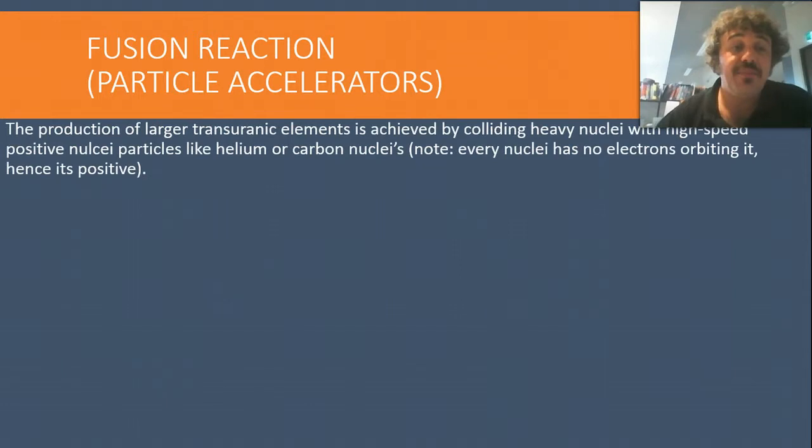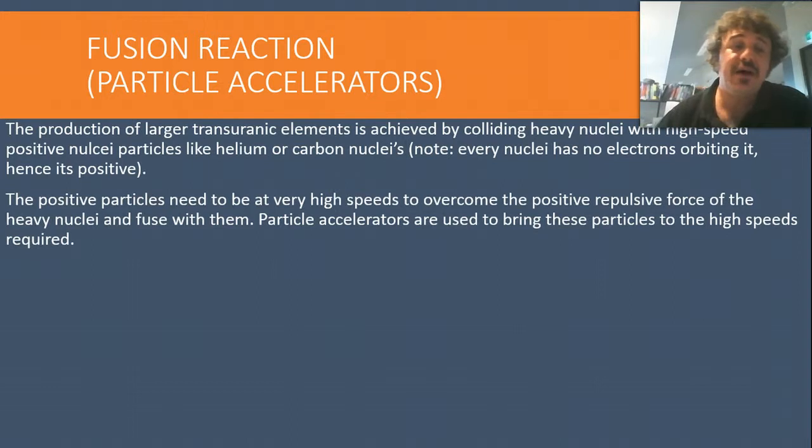All right, fusion reaction. So particle accelerators. Basically, to make the larger ones, we have to collide heavy nuclei with high-speed positive nuclei. Now, any nucleus that doesn't have electrons on it is positive, so we use things like helium, carbon, and carbon's heavy, but not as heavy as iron, and we use that as well. So let's have a look. The positive particles need to be moving at a super high speed, close to the speed of light, so that they overcome the positive repulsion between the two positive nuclei. So bang, gets in there. We use particle accelerators to get them going at high speeds.